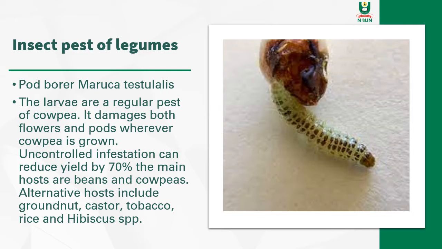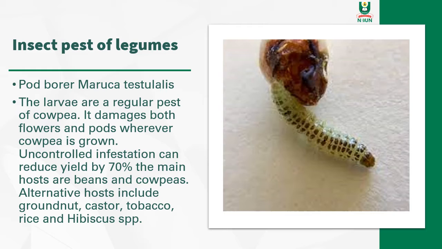Now this pod borer is a larva and is a regular pest of cowpeas. It is a larva, that is, it is not a fully formed insect. It's a growth stage of the insect. This is exactly what it looks like in this picture. It is not the adult of this particular pod borer.